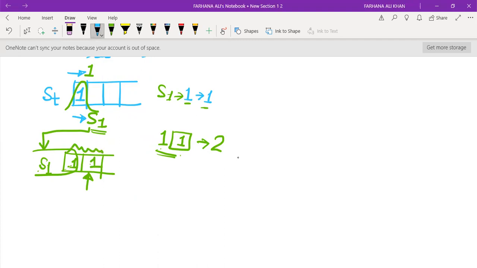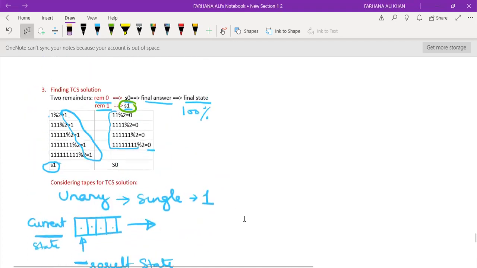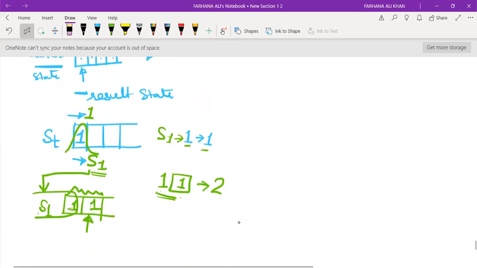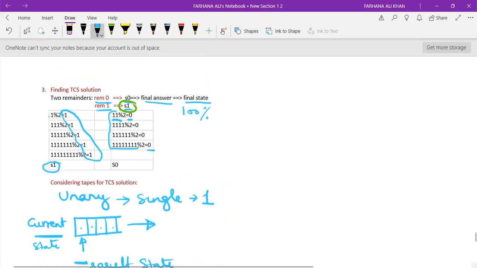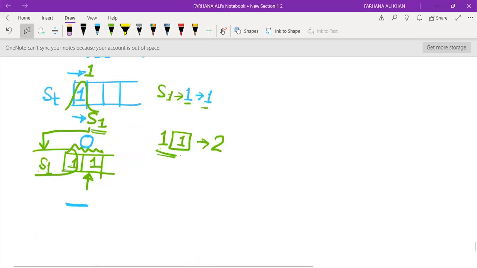When we have number 2, what was the case in the unary number system? When we have 1, 1, at that time the remainder was 0. So 1, 1 means the remainder 0. We write the output here on the top, and we write the resultant state here. Now remainder 0 is indicated by the state S0. So S0 represents the number 1, 1 with the output 0.